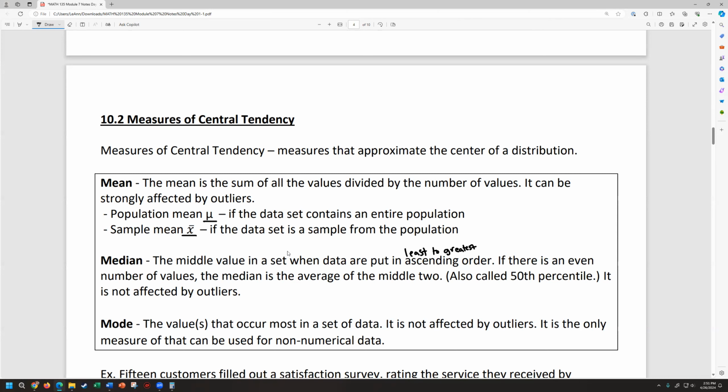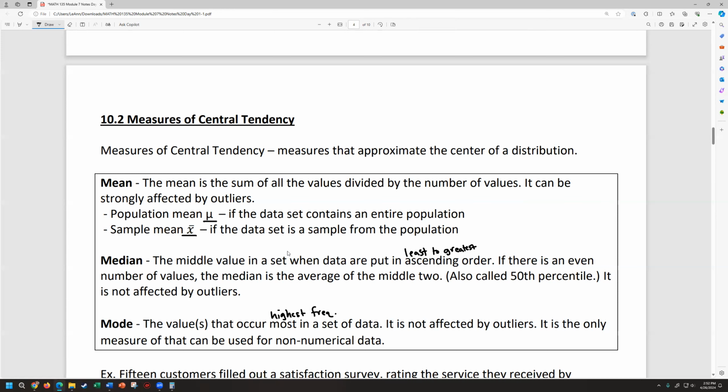If you have an odd set of data, you will have one element from your list that is in the exact center. This is also called the 50th percentile because if you're in the dead center of the data, 50% of the data is to the left of you and 50% of the data is to the right of you. It's the dead middle. It is not affected by outliers. It doesn't matter how high or low those ends get as long as we can find the center. And then the mode, a lot of people remember mode by the word most. It's the value that is the most frequent. So it has the highest frequency or highest repetition in a set of data.